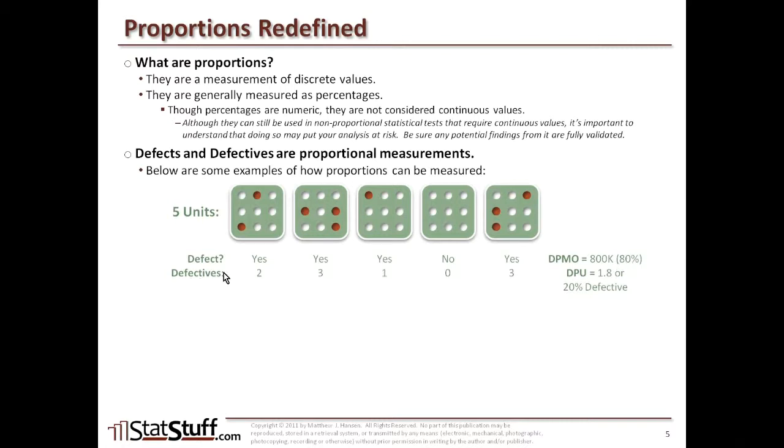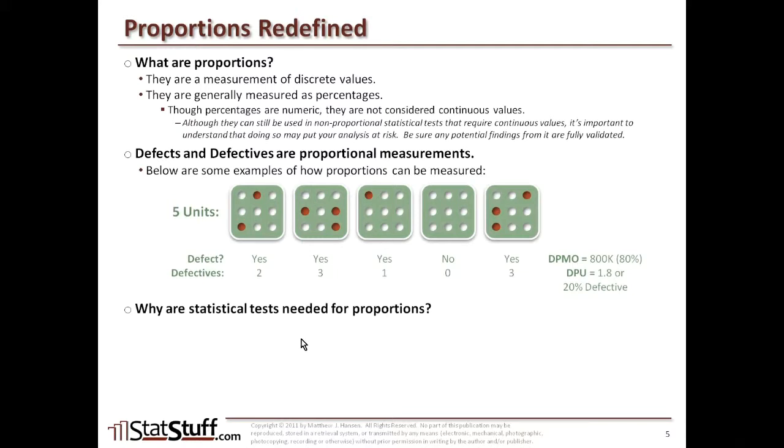However, we might say from a defect perspective, that is, how defective is each unit, and if there's 9 opportunities, in this case there's 2 defects. In this next unit there's 3 defects, and so on. From a defect perspective, how defective each one is, we might say the DPU is 1.8 based off of the total number of opportunities and the number of defects we have, or it's 20% defective.